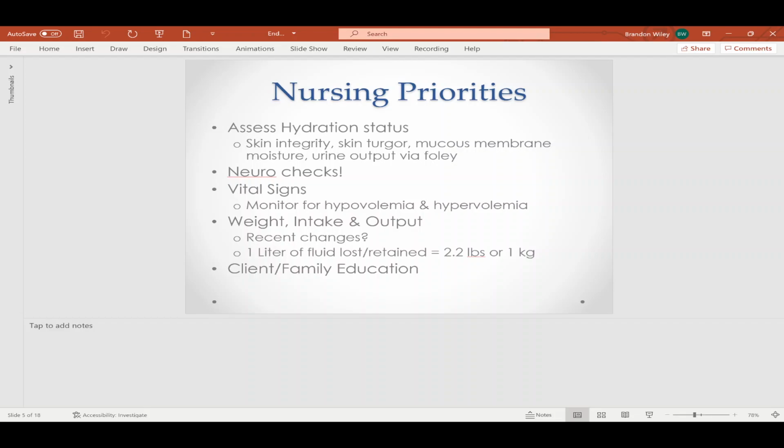Neuro checks. So what sodium do you, I just gave the answer. Oops. What electrolyte do you think, if you get this wrong, guys, what electrolyte associates with your neuro status?